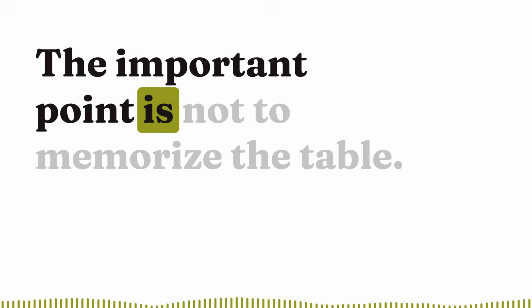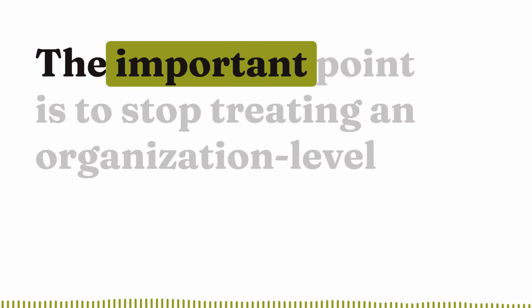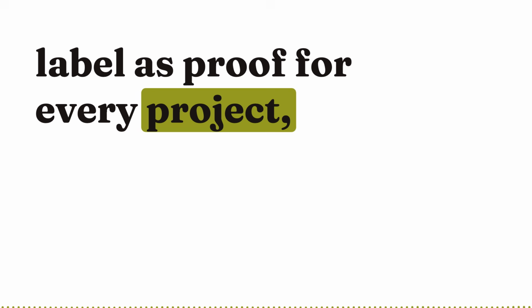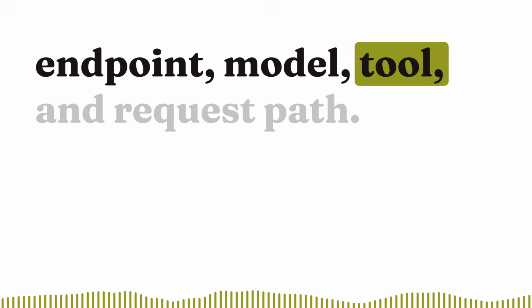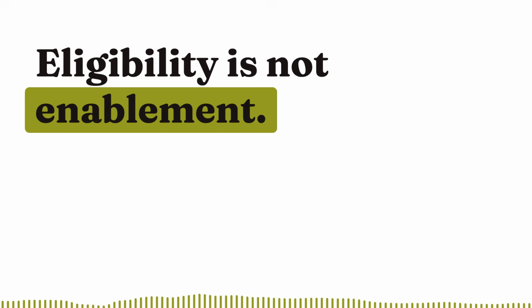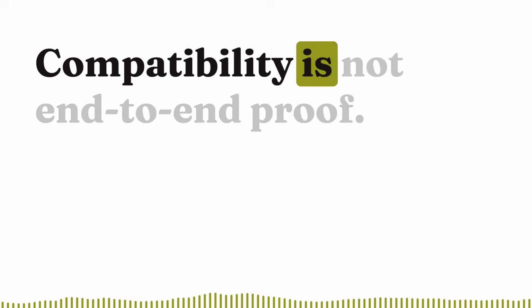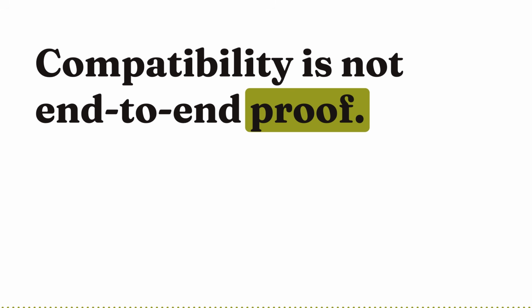The important point is not to memorize the table. The important point is to stop treating an organization-level label as proof for every project, endpoint, model, tool, and request path. Eligibility is not enablement. Enablement is not compatibility. Compatibility is not end-to-end proof.